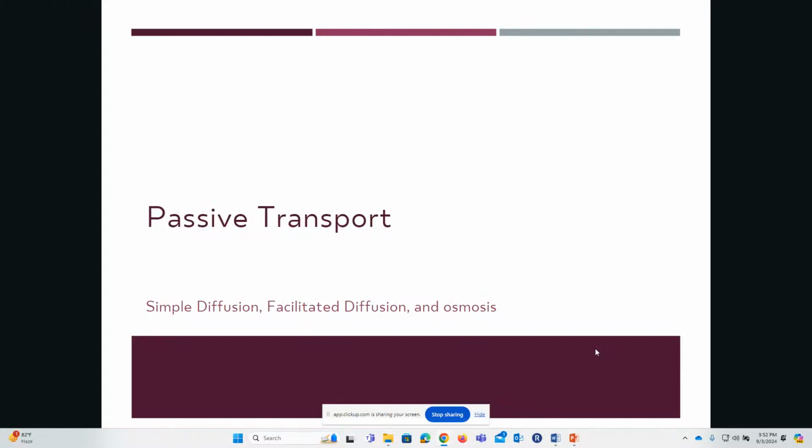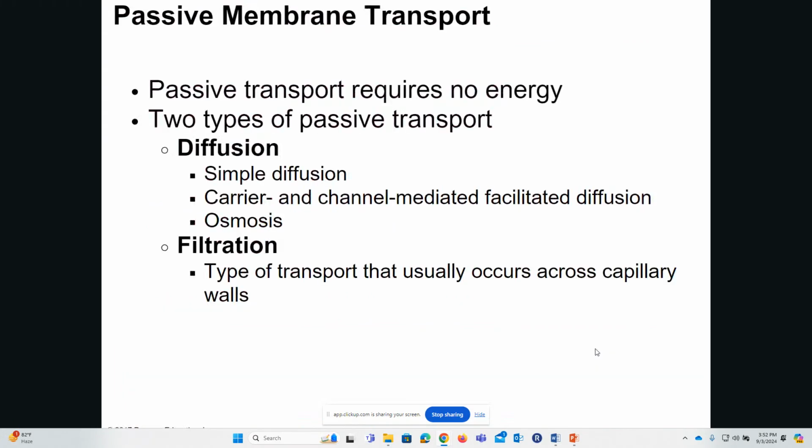Passive transport includes simple diffusion, facilitated diffusion, and osmosis. Diffusion is both simple or facilitated. Simple diffusion is simple. We don't need a carrier or channel protein. But facilitated diffusion does need those things. It needs something to facilitate the movement, like a carrier integral protein or a channel integral protein.